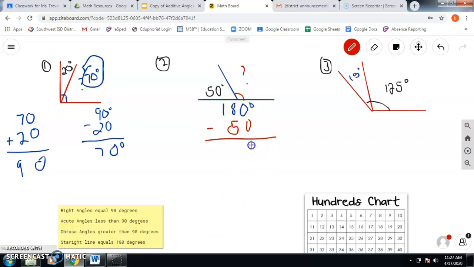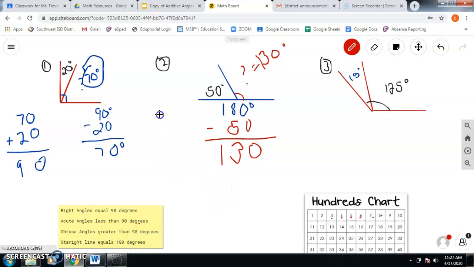So 0 minus 0 is 0. 8 minus 5, okay, we come here to 8, subtract 5, 1, 2, 3, 4, 5. Okay, our answer was 3. Then 1 minus 0, there's nothing there, bring down your 1. So this angle was equal to 130 degrees. Okay. So does 130 degrees fit an obtuse angle? Yes, right, because obtuse angles are greater than 90 degrees.